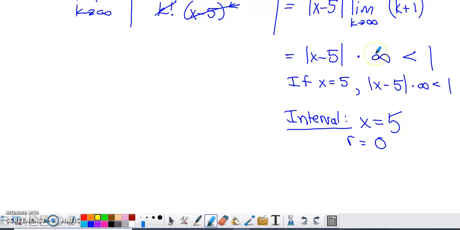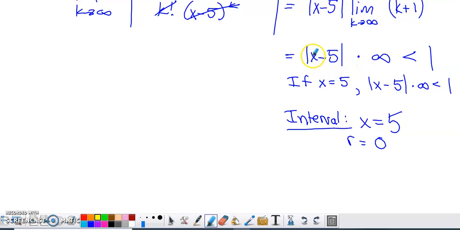0 times infinity is an indeterminate form when both pieces are within limits. If this is 0 already, then 0 times infinity is going to give us an answer of 0. That distinction is important for me to make here because if this was approaching 0 and this was approaching infinity, that's indeterminate. I'm going to have to do some work with L'Hopital's rule to figure out what's going on.